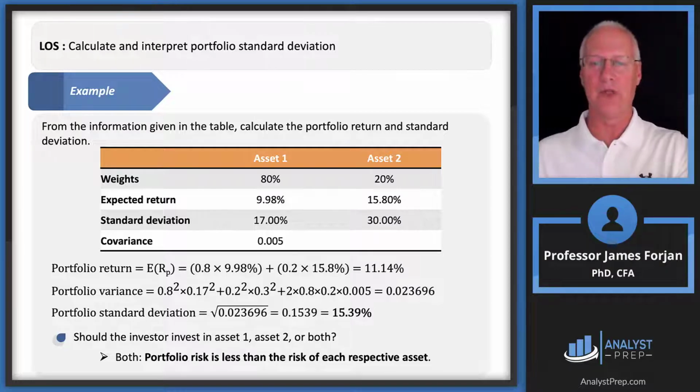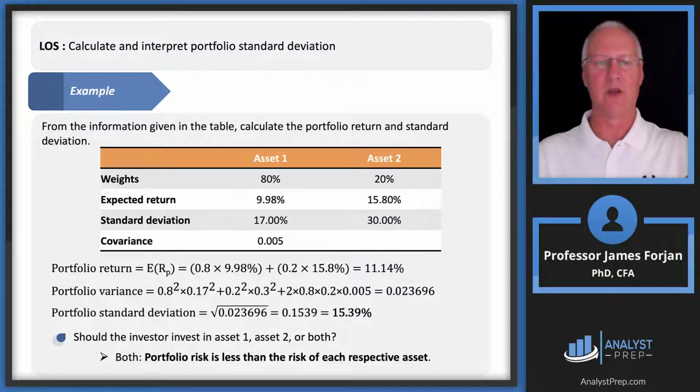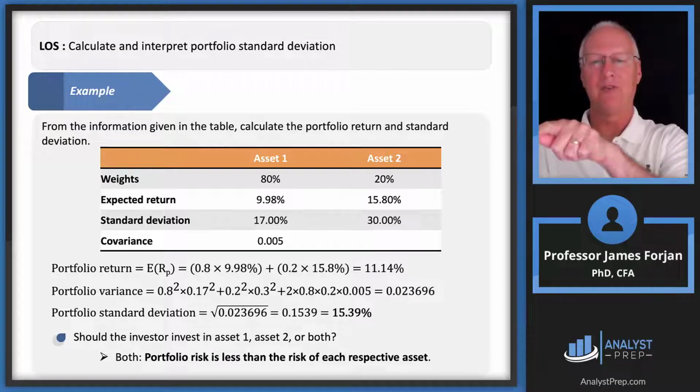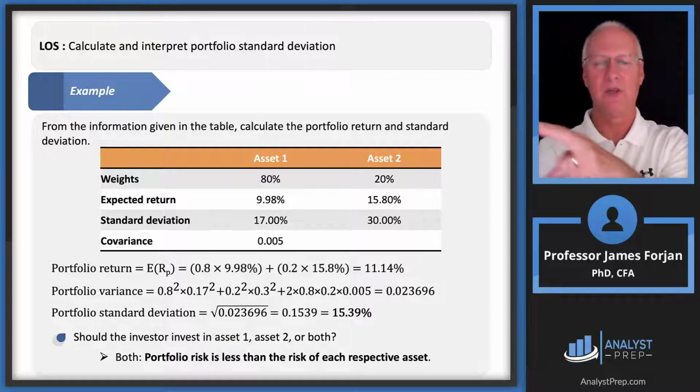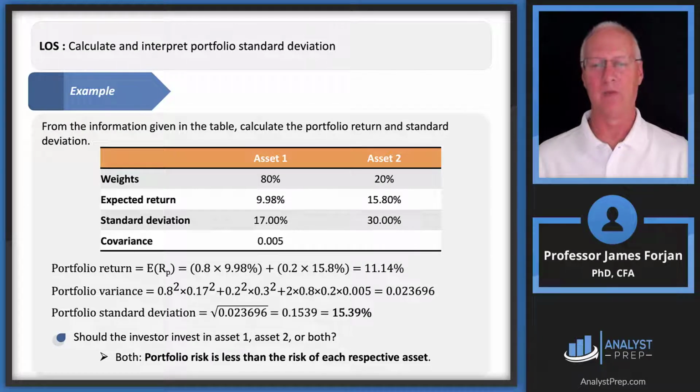And by the way, the 2 there is not because there are 2 assets in the portfolio. It's because asset 1 covaries with asset 2, and asset 2 covaries with asset 1. So you have to count it 2 times. And then we'll multiply by the covariance, which is the non-James Bond 005. And you get 2369, take the square root, and you get 15.39%.